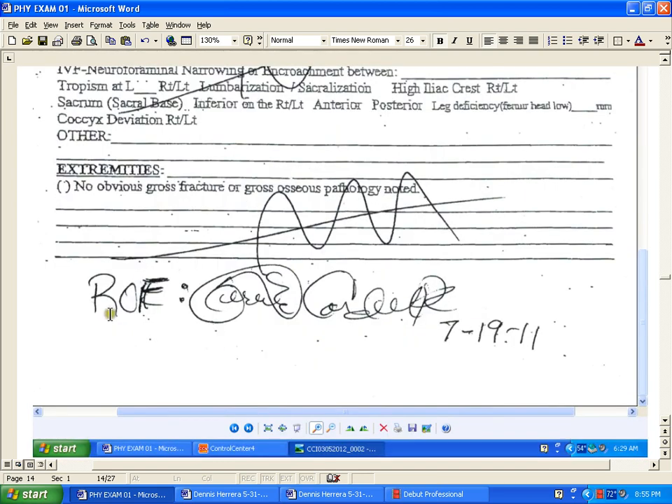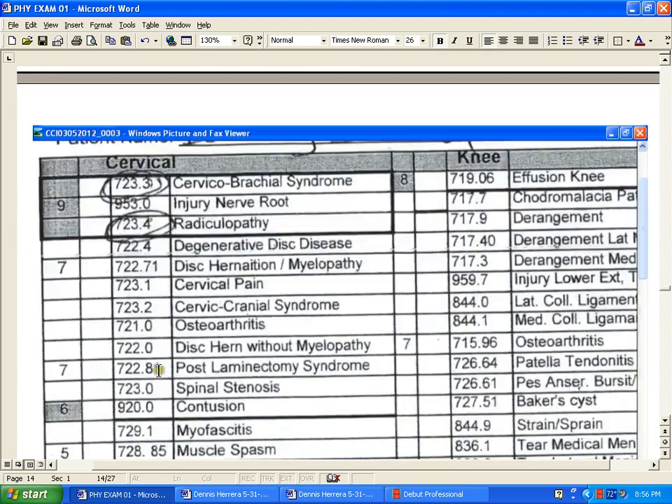Okay. Now over here, it's ROF. We don't have anything to do with it. That's the doctor that filled this out, that did the exam. ROF is review of file, and that was her name and that date.